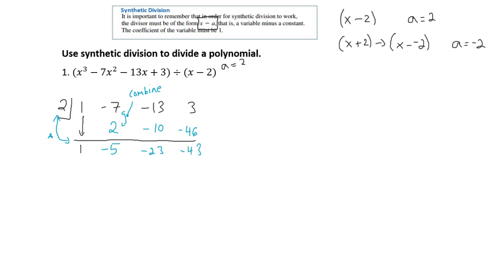So now we can do, when we started, this was an x to the third. After we divide, this becomes an x squared. So we can write our answer now. This equals x squared minus 5x minus 23 with a remainder of -43 over what you divided by, x minus 2. So let's look at another example.